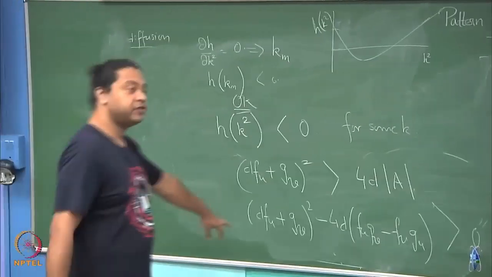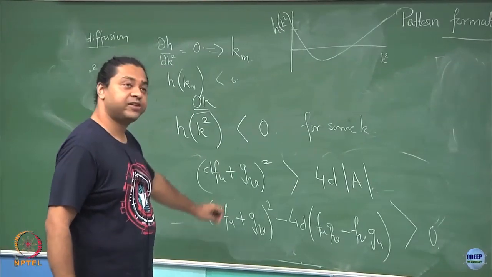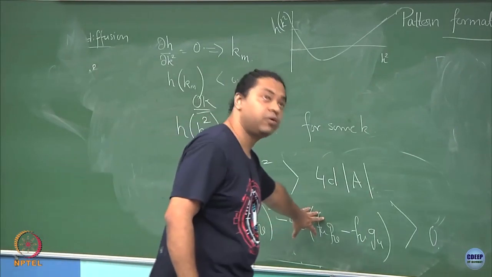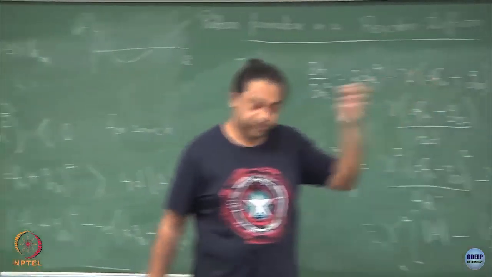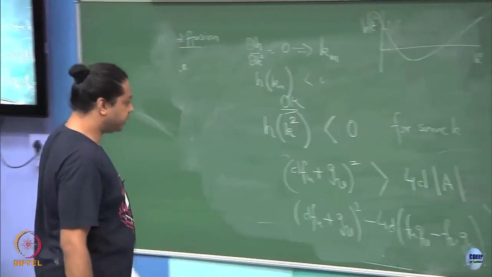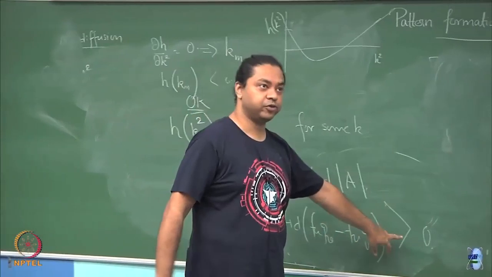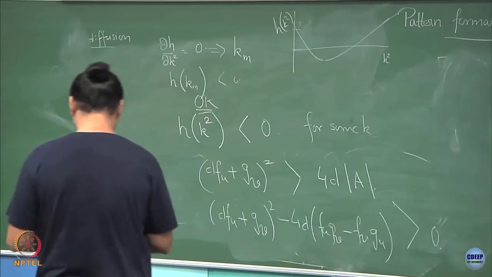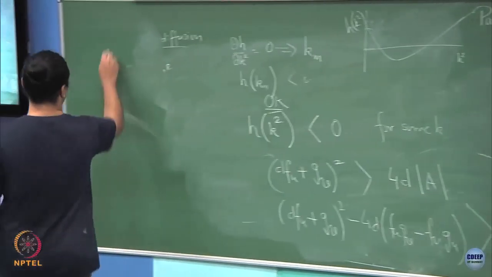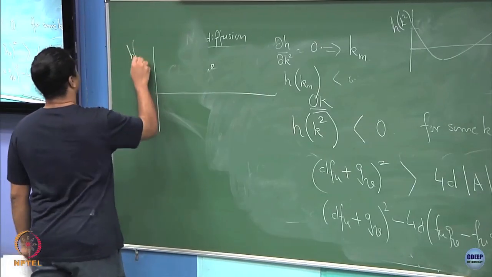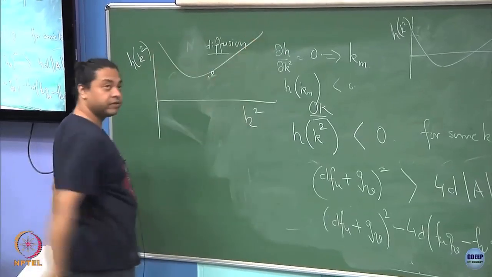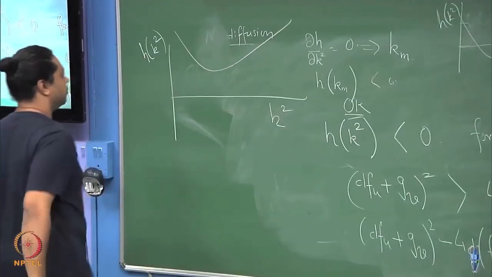If this condition is also satisfied, then I am guaranteed to have at least one wave vector, it can be more, for which you can destabilize the stable steady state. And of course, the critical wave vector will come when you equate this to 0. So, if I think about this h of k square plot, h of k square versus k square, h looks like this, okay, for some parameter values.